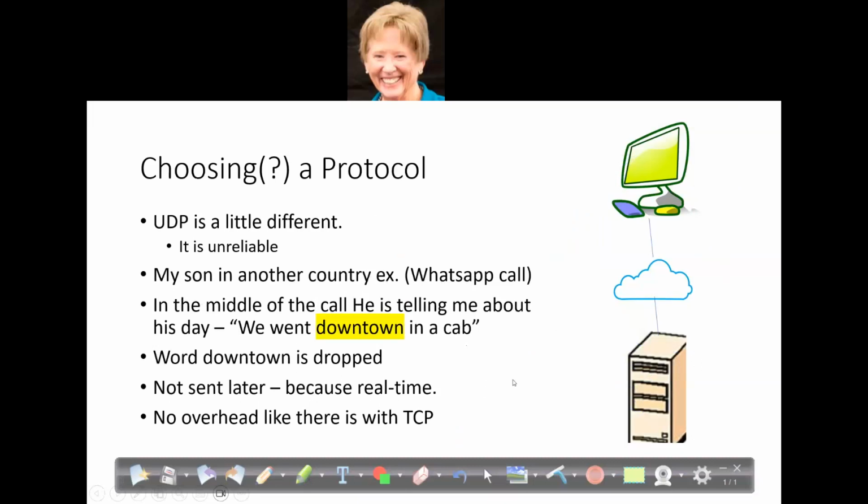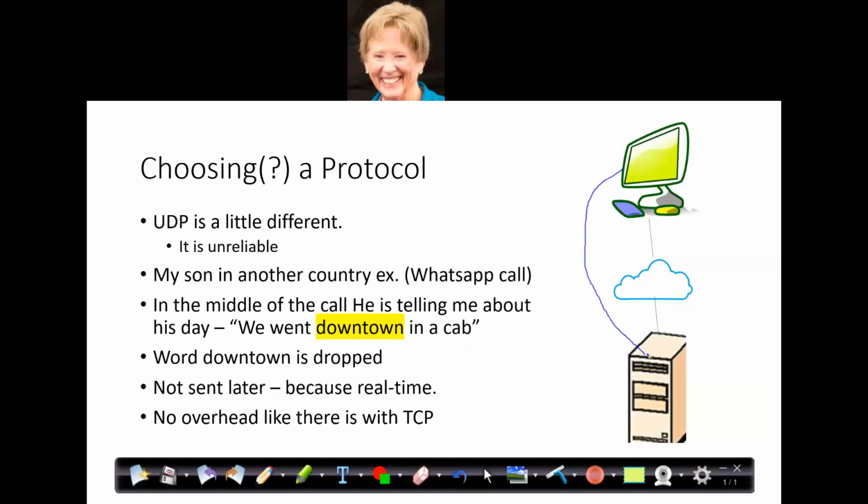UDP is a little different. UDP is unreliable. So I'll use an example. My son goes to Argentina a lot, and he calls me on WhatsApp. I don't know if y'all are familiar with the WhatsApp app. Have y'all used that? It's a free app and you can make calls on it. It's just IP, but it uses UDP because it's real time.